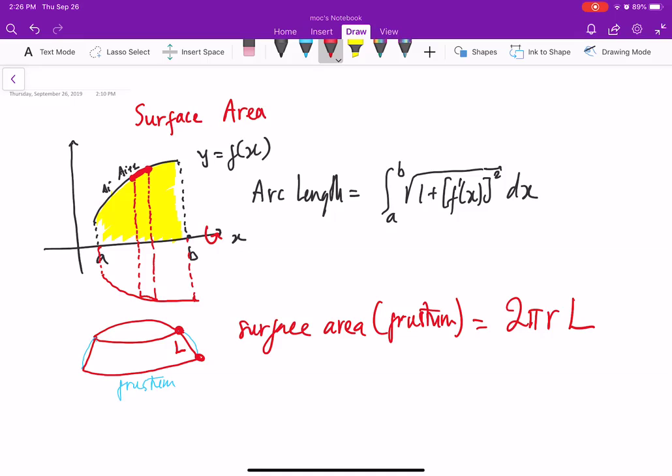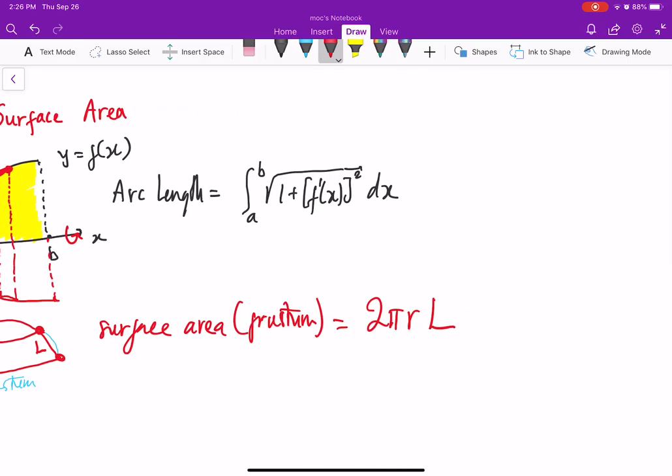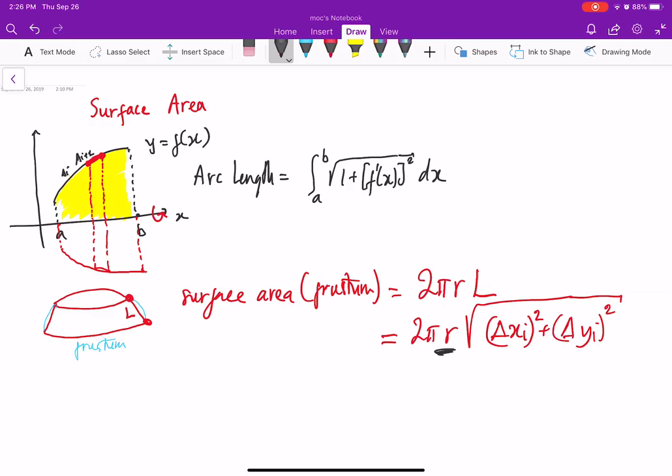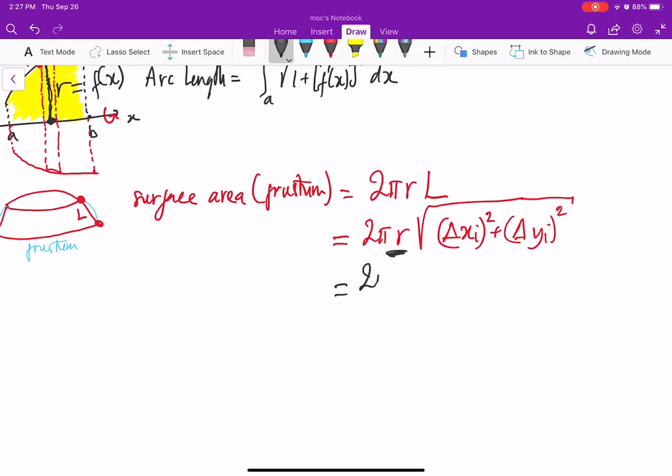And we know the distance formula between those points. So that is 2 pi r square root of delta xi squared plus delta yi squared. And what is r in this situation? The radius. I can choose the midpoint in here, for some xi, and the radius is just the function value. So r is f of xi. So that is equal to 2 pi f of xi times the square root of delta xi squared plus delta yi squared.